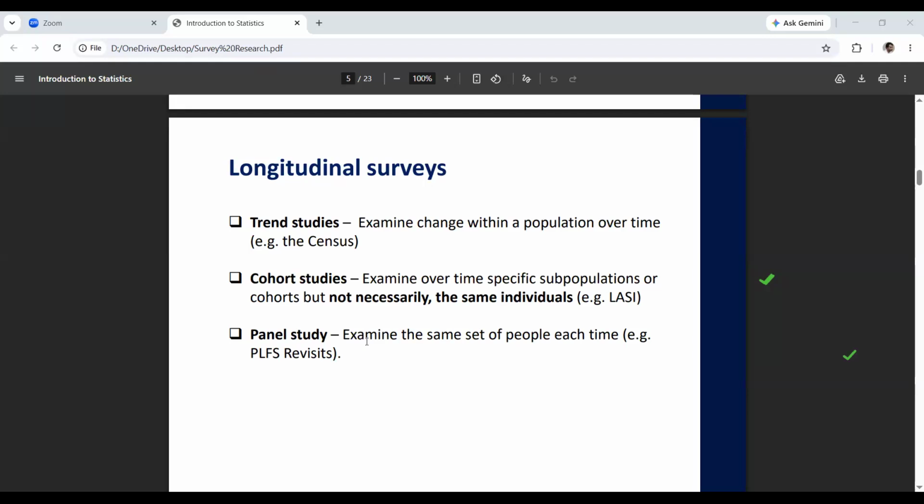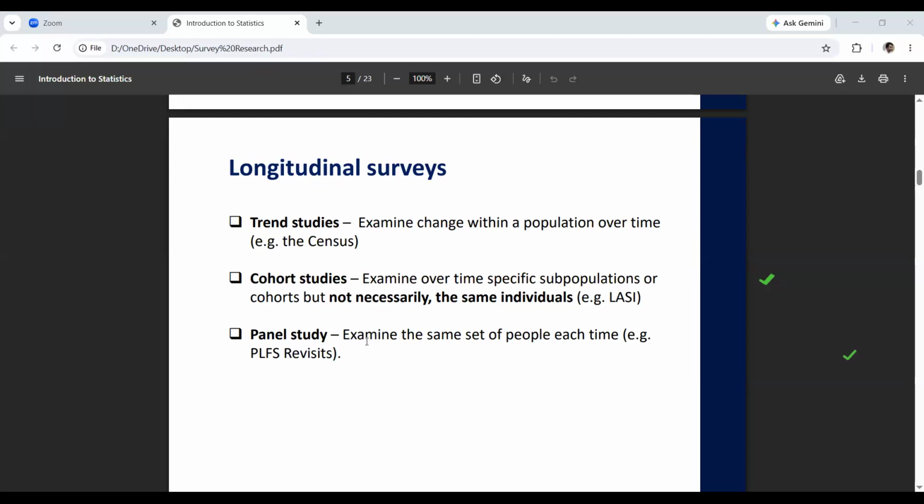So in the Longitudinal Aging Study in India, the target population is the 45 plus population in India: all older adults of age 45 and above and their spouses irrespective of age. Okay, this is the target population. The samples are selected only from the 45 plus sample and their spouses for detailed interviews.